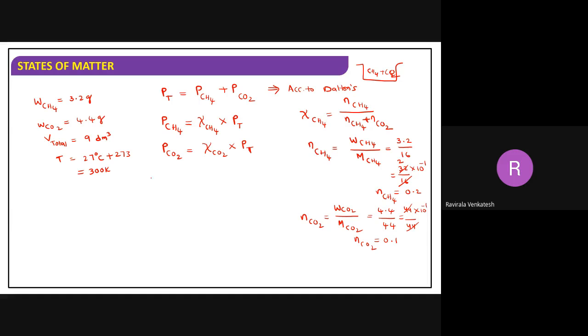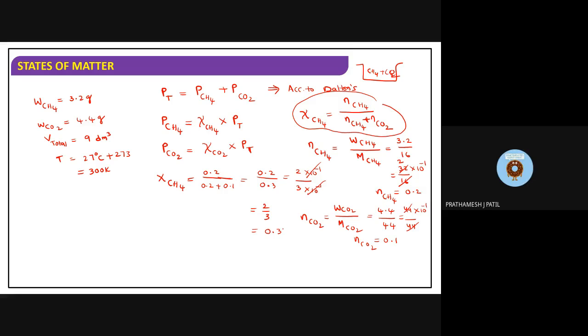Now I'm calculating the mole fraction of CH4. This is the formula, and I'm substituting: number of moles of methane, 0.2, divided by number of moles of methane, 0.2, plus number of moles of carbon dioxide, 0.1. So this will be 0.2 divided by 0.3. Now I'm writing this as 2 into 10 to the power of minus 1 over 3 into 10 to the power of minus 1. The 10 to the power of minus 1 cancel. The remaining is 2 by 3. 2 by 3 is equal to how much? About 0.66 we get. Correct?